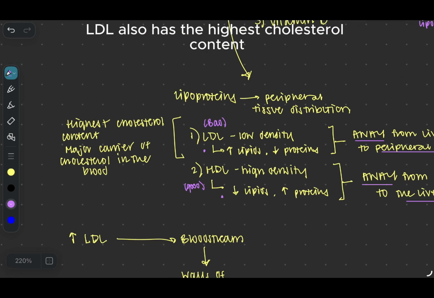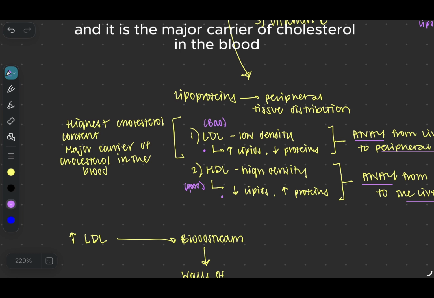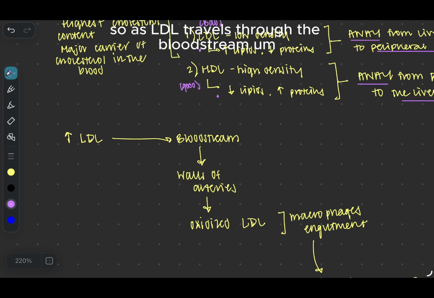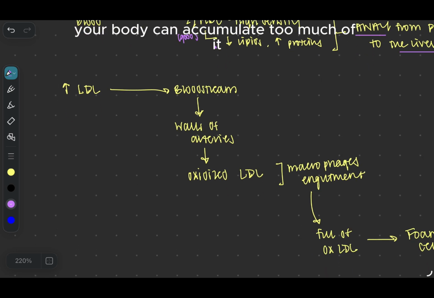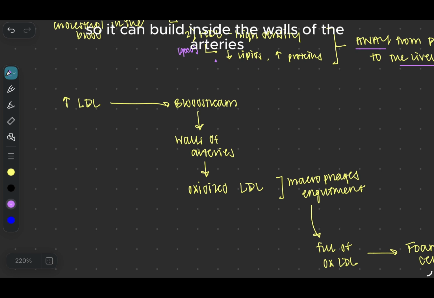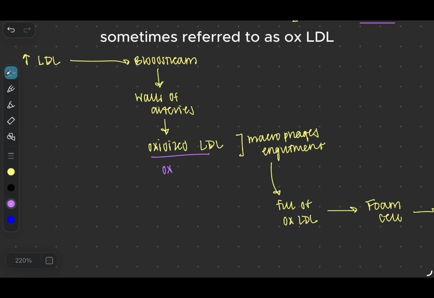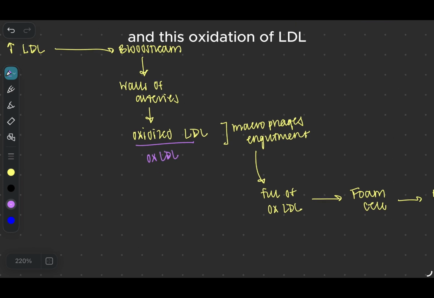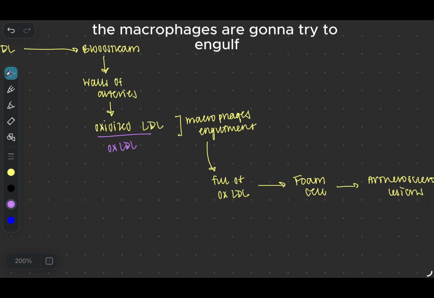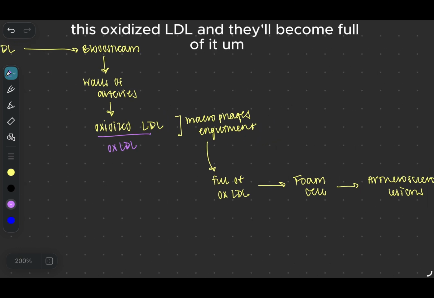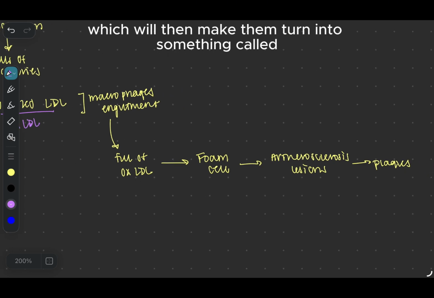LDL also has the highest cholesterol content in the body, and it is the major carrier of cholesterol in the blood. As LDL travels through the bloodstream to deliver cholesterol into the cells that need it, your body can accumulate too much of it, so it can build up inside the walls of the arteries, where it can become oxidized, sometimes referred to as ox-LDL. This oxidized LDL is recognized as a damaged substance by macrophages. The macrophages try to engulf it and become full of it, which turns them into something called a foam cell.